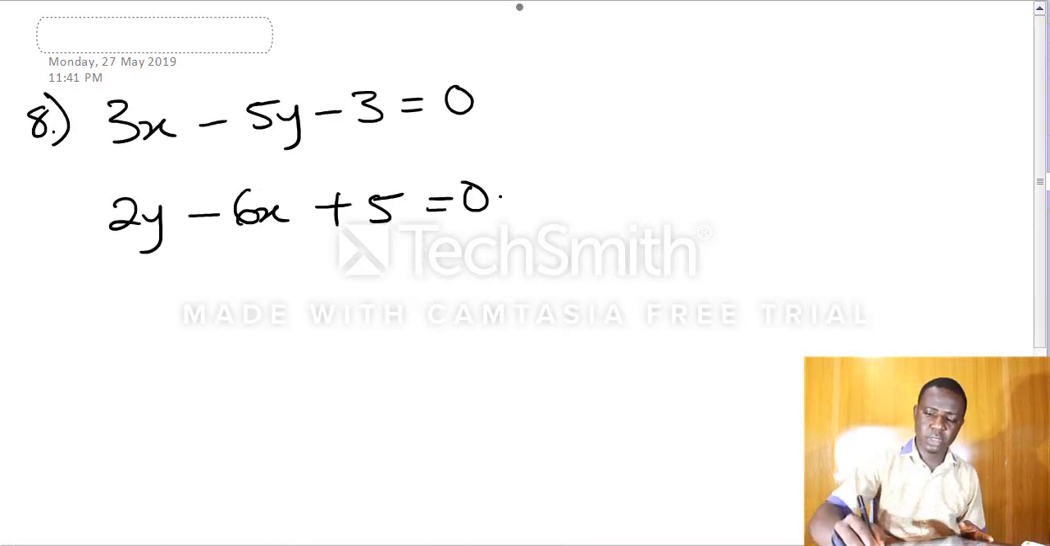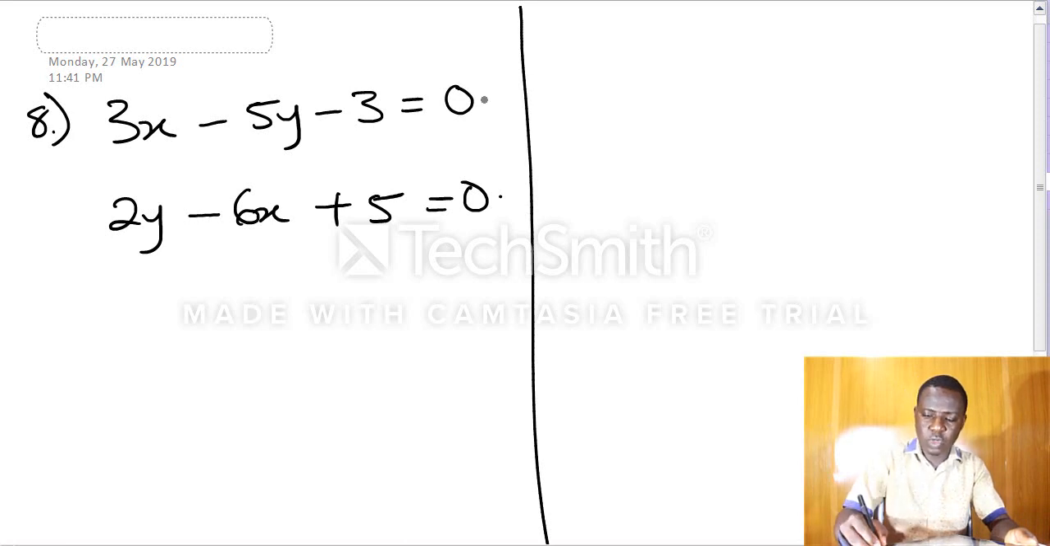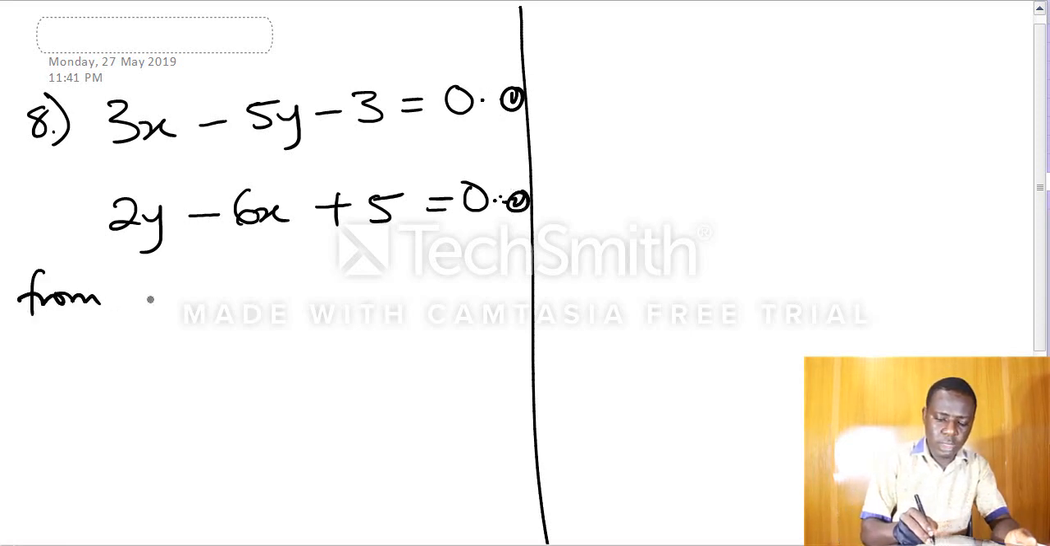Equation 8 says 3x minus 5y minus 3 is equal to 0, and 2y minus 6x plus 5 is equal to 0. Call this equation 1 and equation 2. From equation 1, we'll make x the subject of the formula.